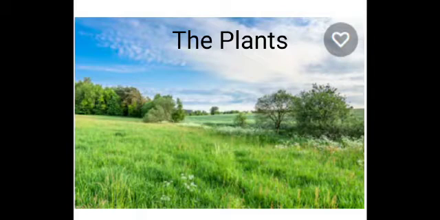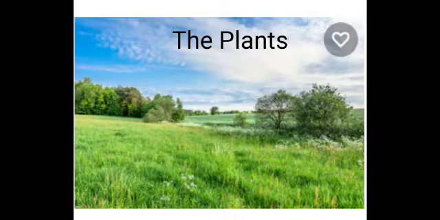Plants. Today we are going to learn about plants, their parts, the food we get from them, and how many kinds of plants there are and their uses. So let's start. Plants are living organisms. They give us food.